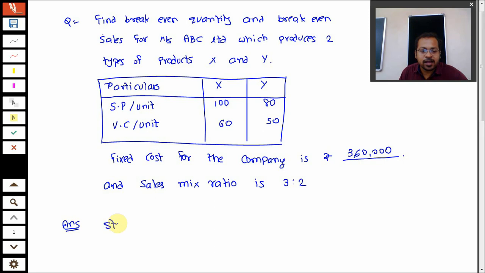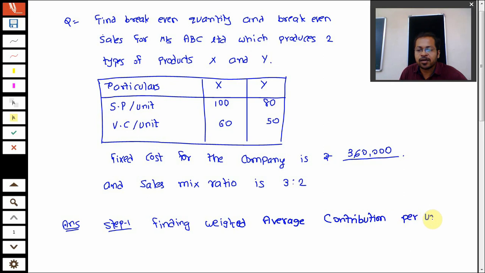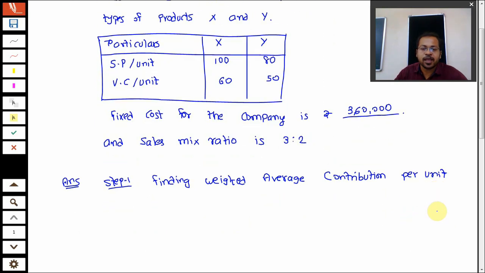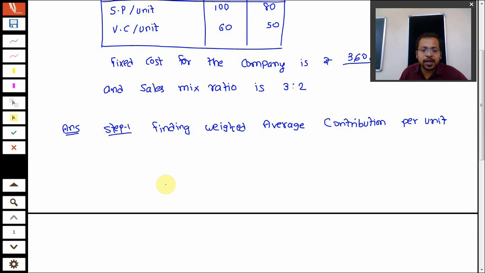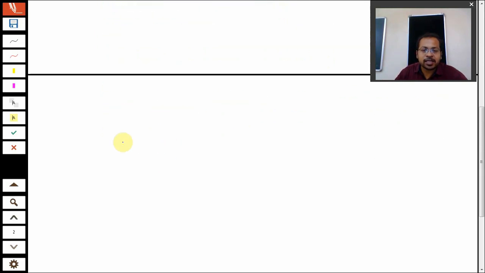So answer, we know step number 1 is to find weighted average contribution per unit. So step number 1 is finding weighted average contribution per unit, and to find this we need to prepare one table. Okay, so let me prepare the table on the next page.